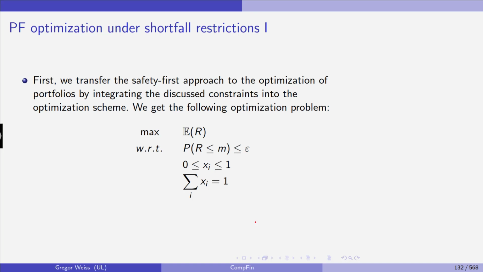We get the following program: maximize the expected return with respect to the probability of the return being smaller or equal than m. This probability should not be higher than epsilon. The weights have to be between 1 and 0, so we have no lending, we spend all our money, and we have no short sales allowed, and all those x's should add up to 1, so we're spending all our budget.